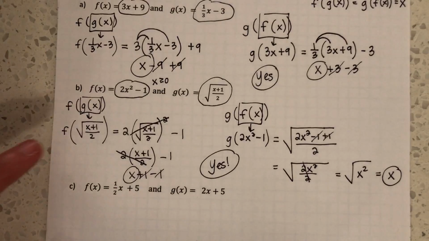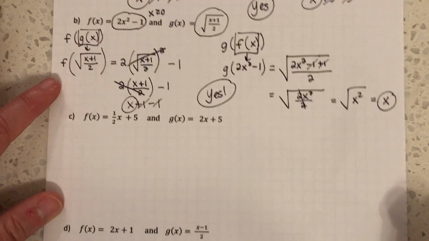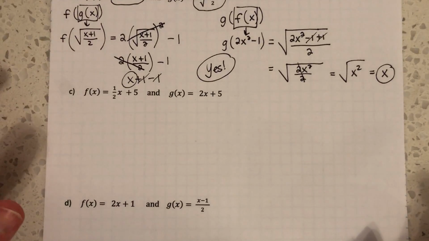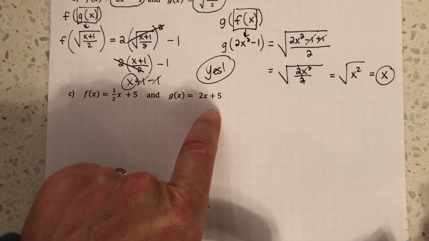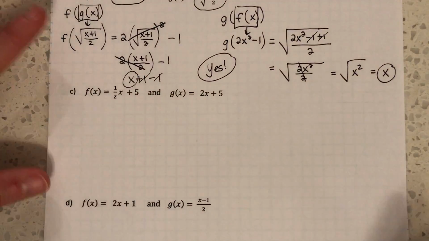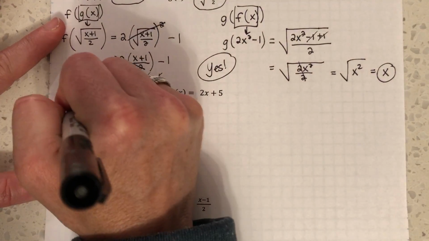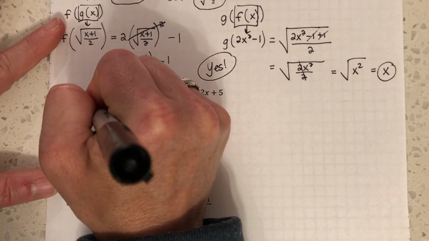Okay, let's look at this one. Are these two inverse functions? Will all of these operations cancel out with his, and will all of these operations cancel out with his? Let's see. I'm going to do f of g of x first.